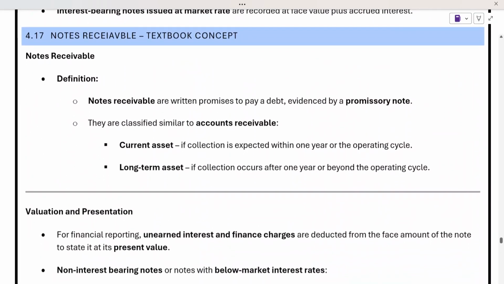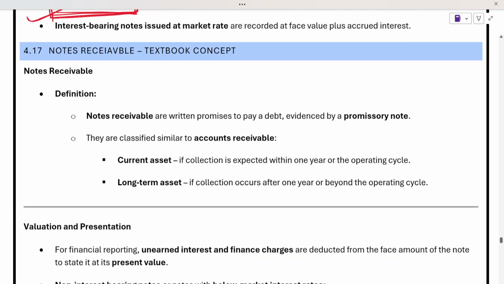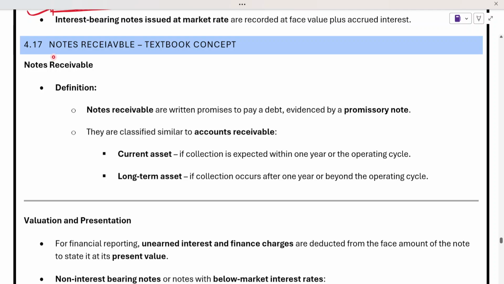Okay, now let's see the textbook concept against it. The textbook simply says that note receivables are written promises to pay a debt. In our example above, Microsoft has given software and that corporate client has given Microsoft a note receivable in return. So that corporate client is promising to pay the debt or the money to Microsoft, evidenced by a promissory note, and they are classified similar to accounts receivable.